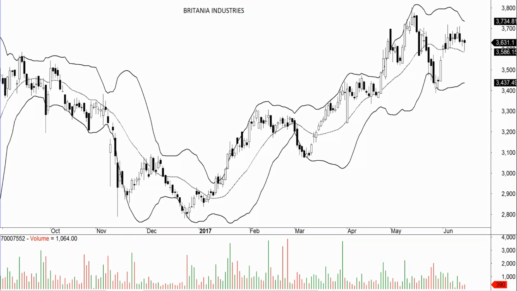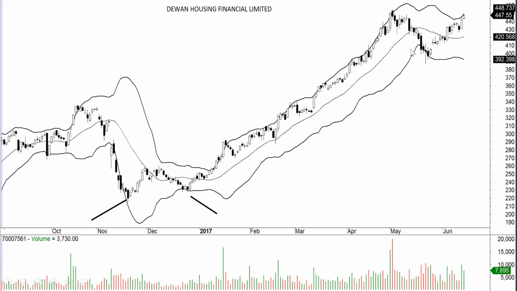Britannia Industries. Resistance at the central band, came down again. Check the volumes, and up again. This is a double bottom. This is what I was talking about. First close outside the Bollinger Band, taking resistance at the middle band, closes inside the Bollinger Band, check the volumes, and then bang.